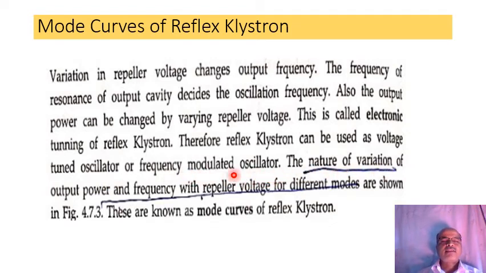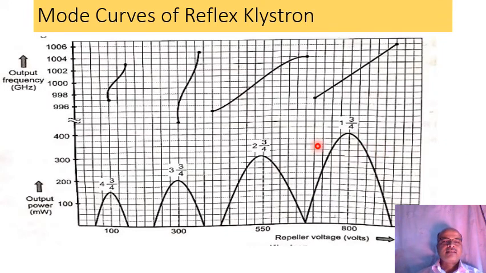The nature of variation of the output power and frequency with the repeller voltage for different modes is shown, and these are known as the mode curves of the reflex klystron. So observe in the next slide, these are the mode curves of the reflex klystron. This is the output power in milliwatt and also frequency in gigahertz mentioned here, and this is the repeller voltage. According to that, these mode curves are there.